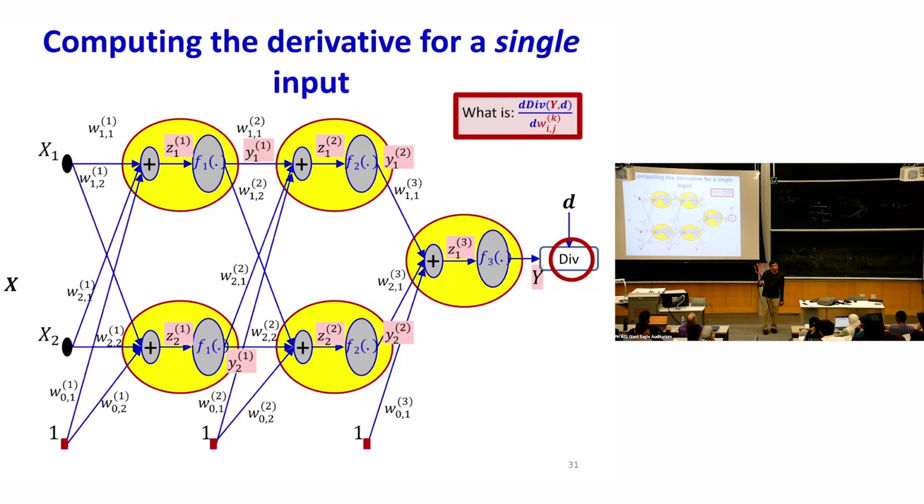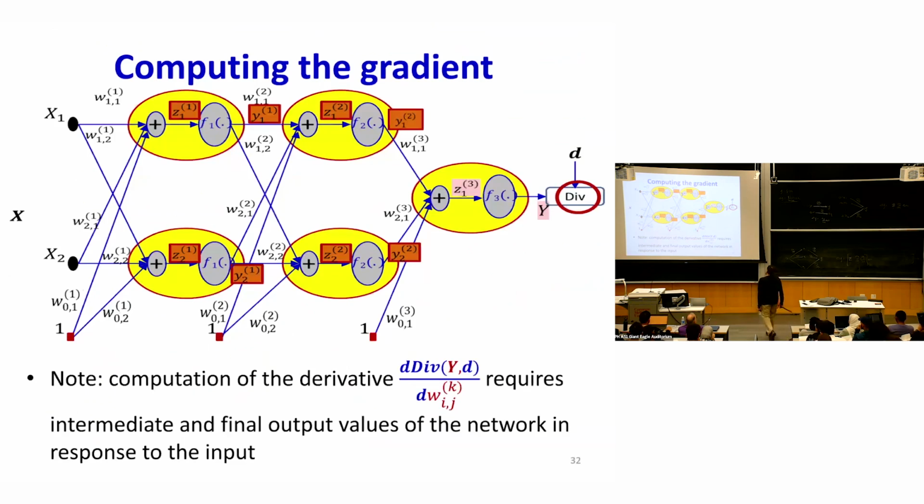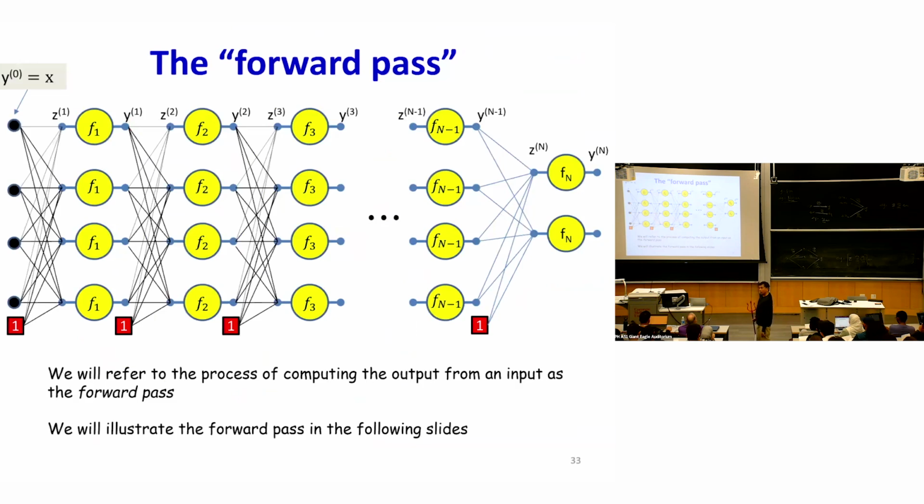In order to compute all of these derivatives, you need to know each of the intermediate variables. Again, we know from the last class and from the various pictures I've drawn that the value of the derivative depends on where you compute it, which means that we need to know all the intermediate and final output variables, all the z's and y's of the network, for us to be able to compute the derivative. So the first thing we will do is to compute all of these intermediate values, because we will need them to compute the derivative. This is what's called the forward pass. And let's see how that's done.